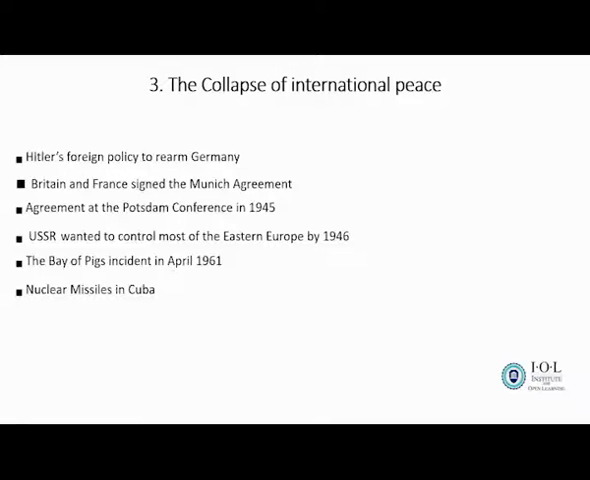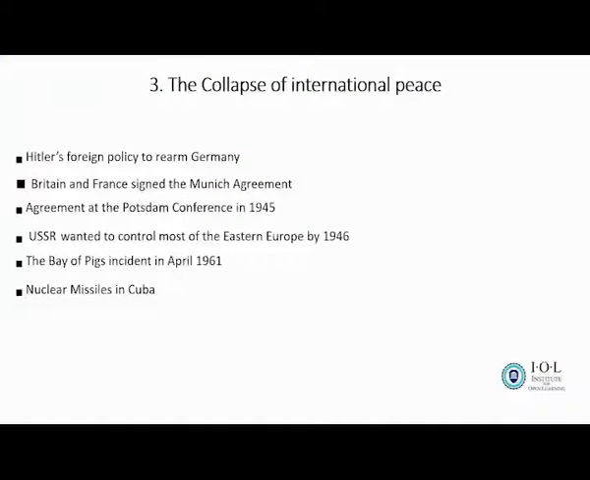Okay, now he even said that we want living space, and the land that was taken from us when they signed the Treaty of Versailles will be taken back by force. So that's what he did. He started all those things, rearming the Germans, sending soldiers to the Rhineland. All that led to the collapse of international peace in the world. This brought fear to leaders because of what Hitler was doing.